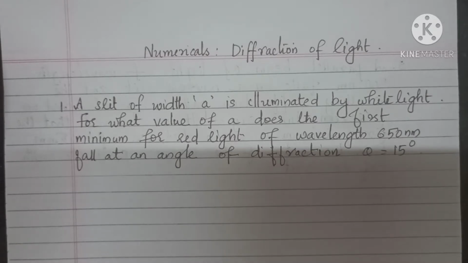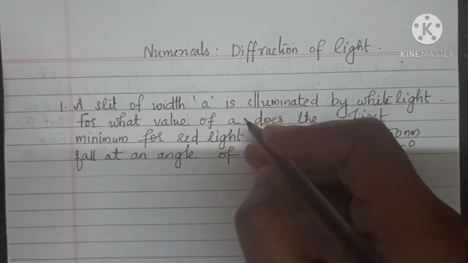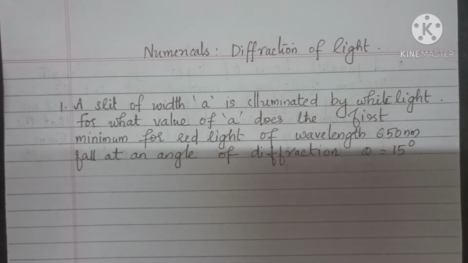Okay, so our first question. A slit of width A is illuminated by white light. For what value of A does the first minimum for red light of wavelength 650 nanometer fall at an angle of diffraction theta equals 15 degree?